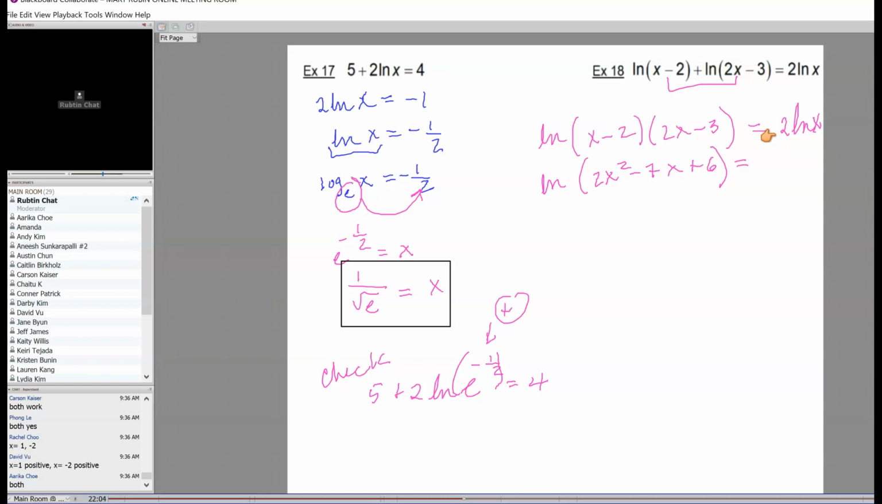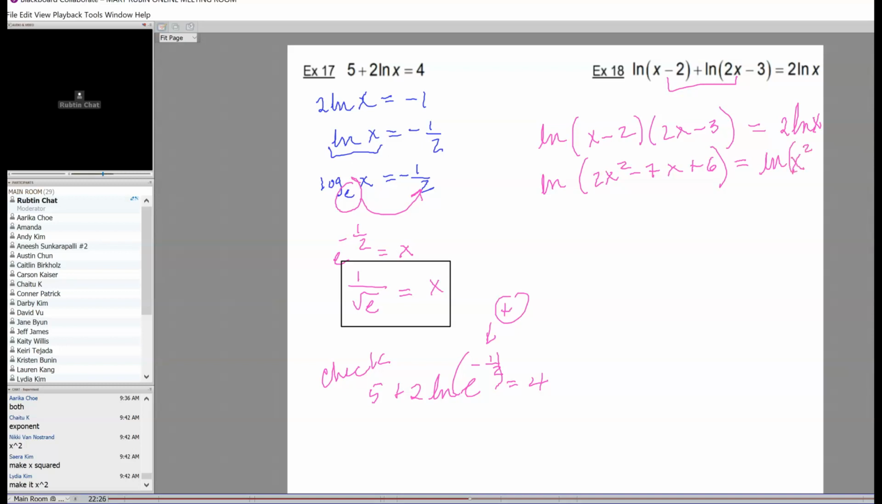Okay, and I also want to fix this over here. I don't want the 2 in front. What can I do with this 2 so that I just have a natural log on both sides? Where could I move this 2? Very nice. So I'm going to shove it back up into exponential form. Okay, so I'm going to say this is ln x squared.